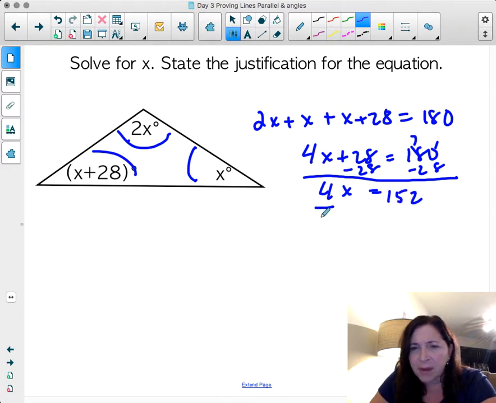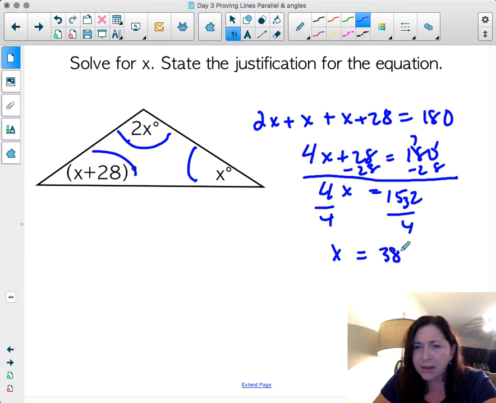And then we're going to divide both sides by 4, and we're going to get x is equal to... 4 goes into 15 3 times. That's 12, 13, 14, 15. 3 left over. 4 goes into 32 8 times. So I have x equals 38.